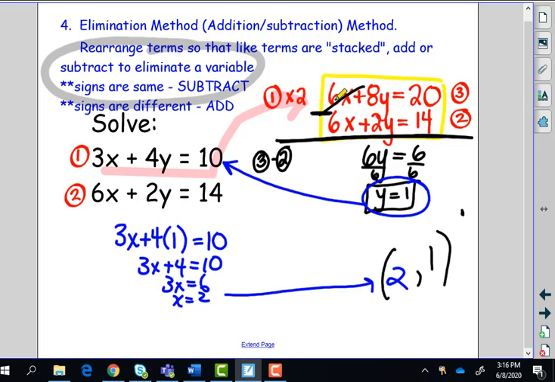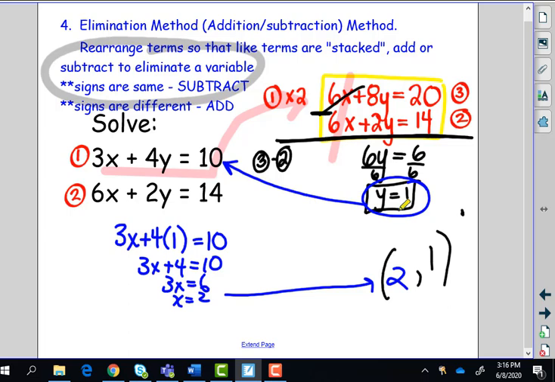They're the same sign. So if they're the same sign, what I can do is I can subtract them. So I'm going to take equation 3. I kind of got them named over here so we can follow along. Equation 3, subtract equation 2. So 6x take away 6x is gone. Like they're eliminated. That's why they call it the elimination method. 8y take away 2y is 6y. 20 take away 14 is equal to 6. Divide both sides by 6 to get the y by itself, and you get y equals 1.